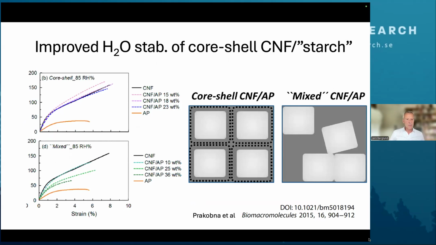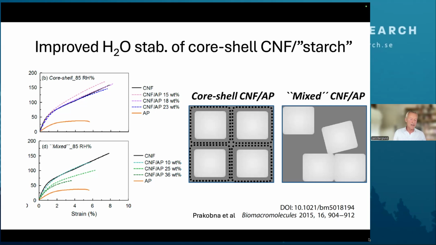This results in improved moisture stability of such materials. If you look on the left-hand side, you see that at 85% relative humidity, you have the same properties by using between 15 and 23% of starch. You have the same film properties as you do for the original CNF film. It's even better for one of the compositions, and I'm pretty sure that's because there is some porosity in the original CNF film.